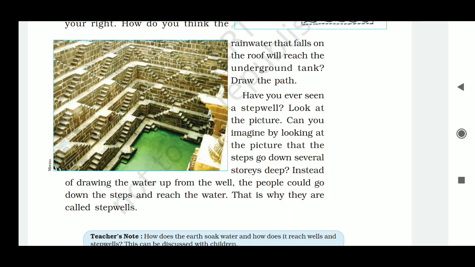Have you ever seen a step well? Look at the picture. Can you imagine by looking at the picture that the steps go down several stories deep? Instead of drawing the water up from the well, the people could go down the steps and reach water. That is why they are called step wells.